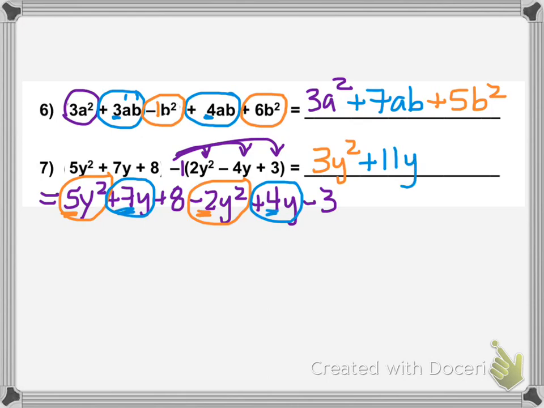All right, my last terms are constants, positive 8 and -3. Those are going to combine to make a positive 5. Hopefully you're kind of getting the hang of this.